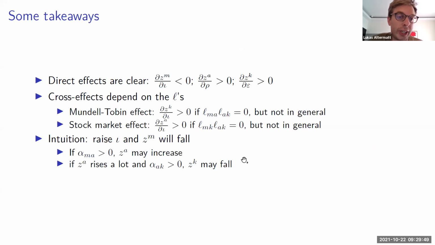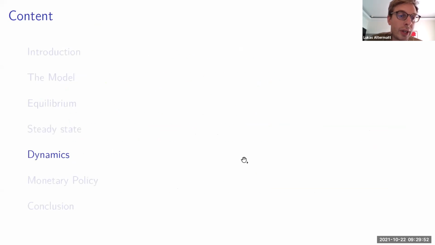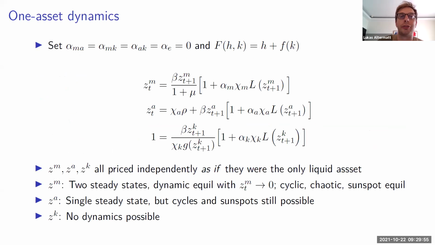Okay, we have more takeaways here, but in the interest of time, I'm going to skip ahead to dynamics instead. First, one-asset dynamics. A nice feature of the model is that depending on the alphas we choose, we can shut down interactions between certain assets. In particular, if we set all the alphas to 0 where more than one asset is accepted, we end up with basically three separate models, or still one model, but each asset is priced independently, because these assets don't interact in the payment process. If they're never substitutes, then each asset price is completely independent of the other asset prices. So we can analyze them as if they were the only asset.